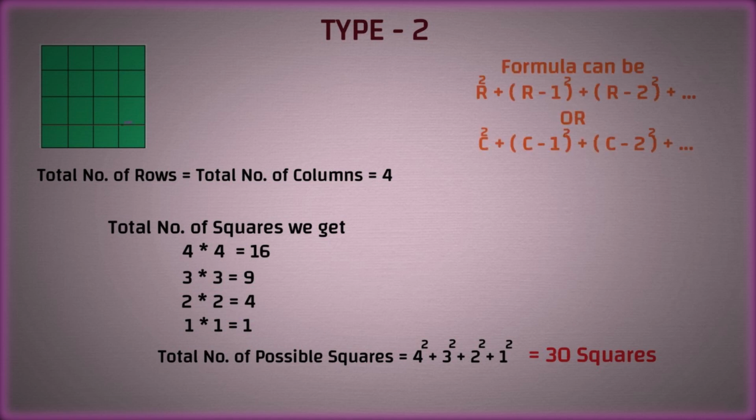Let's take a look at one more example of this type to get things more clear. Count the number of total squares possible in this 6 by 6 figure. Give it a try by yourself. When you're ready, continue the video.